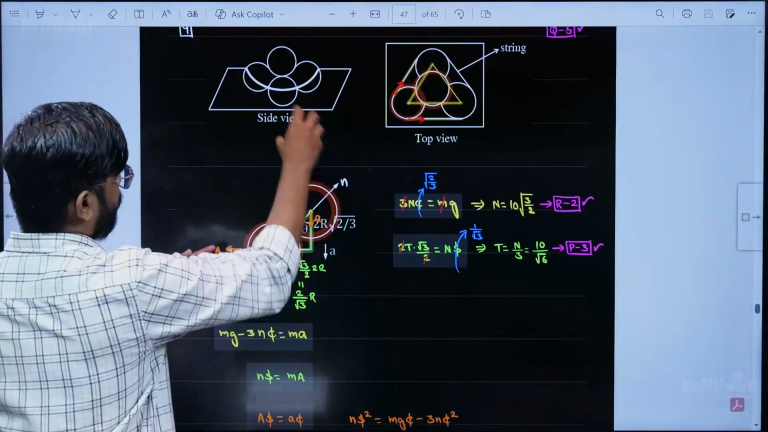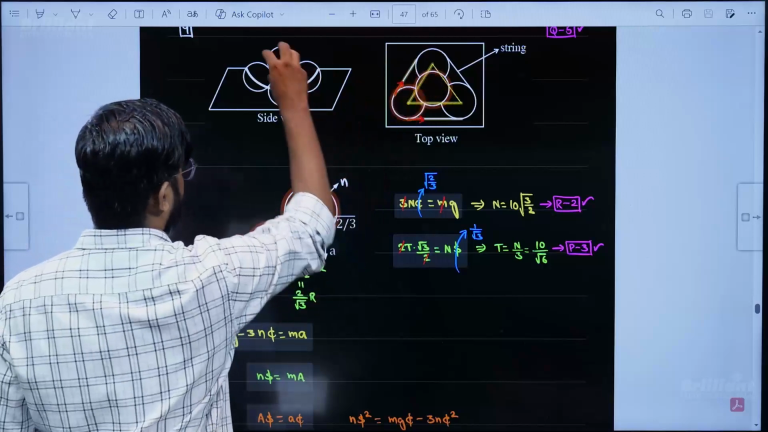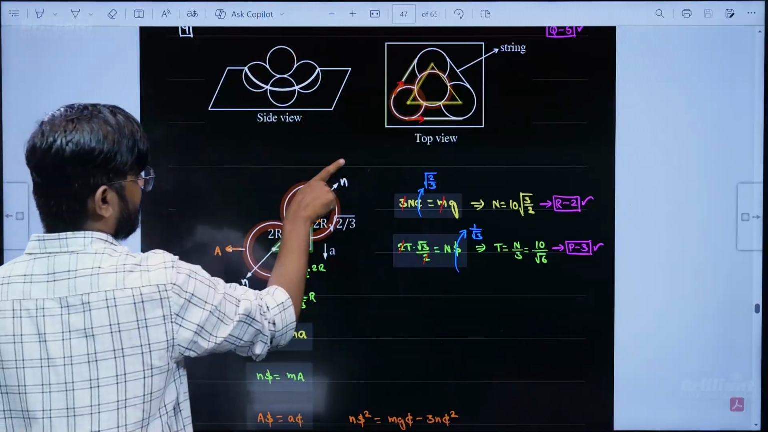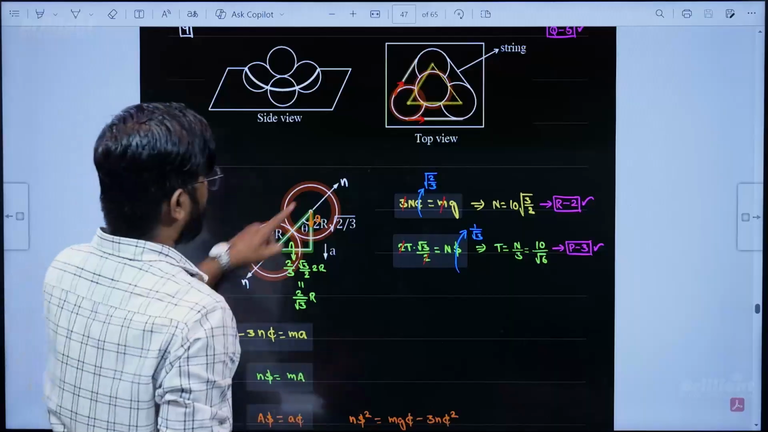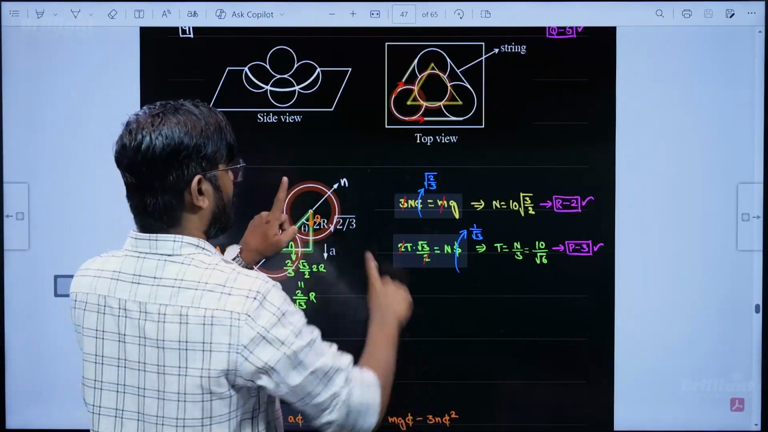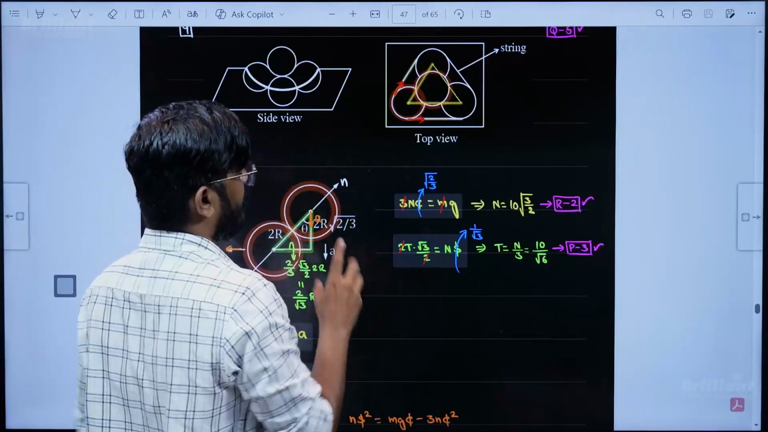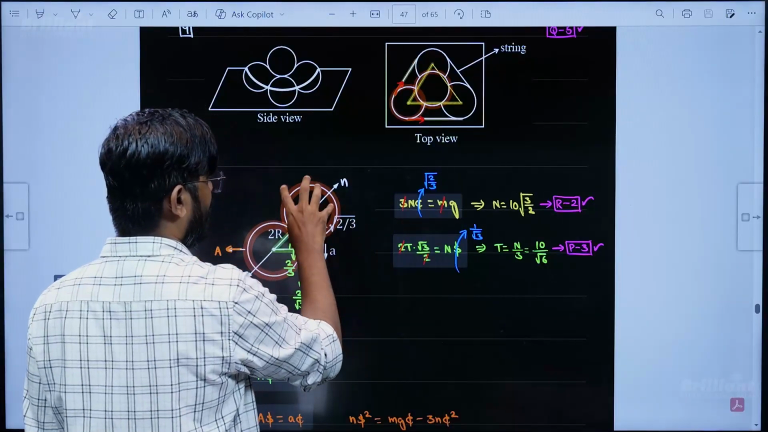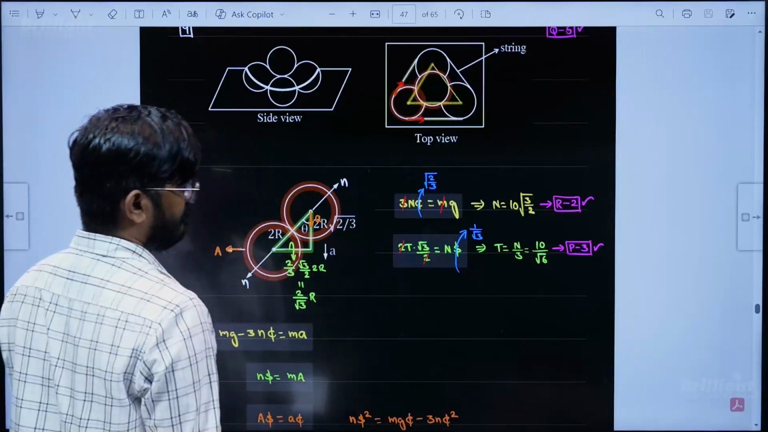So in that case, when you draw these two, now normal is there, normal is there. Similar normals will be there from all the three. So the vertical components of the 3 normals will be balancing the weight of this when it is in equilibrium.